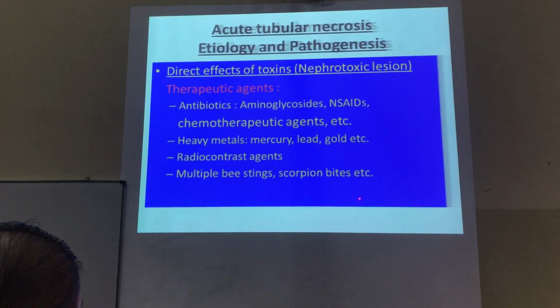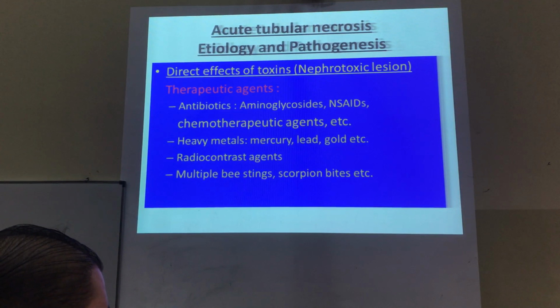And very astonishingly, even scorpion bites, some species of scorpions, are very dangerous and they can be directly nephrotoxic.